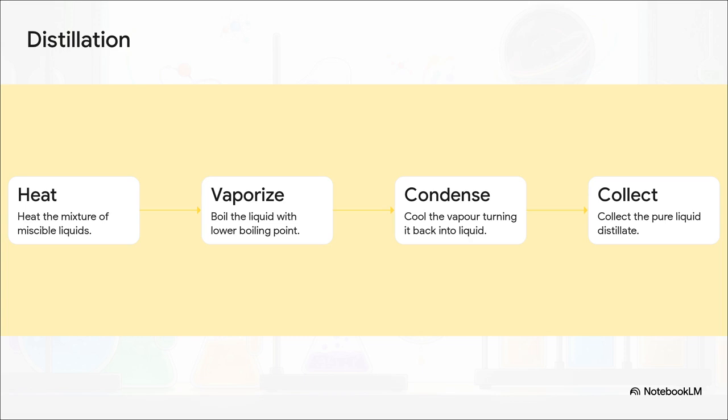Distillation exploits boiling points. If two liquids have a boiling point difference of at least 25 degrees Celsius, we can just heat the mixture up. The liquid with the lower boiling point is going to vaporize into a gas first. We capture that vapor, run it through a cooled condenser tube to turn it back into a liquid, and then collect it in a separate flask as a pure distillate. The other liquid is left completely behind.